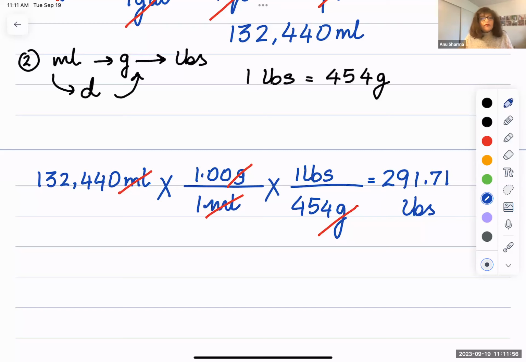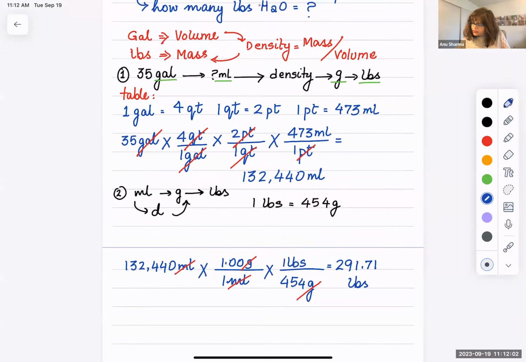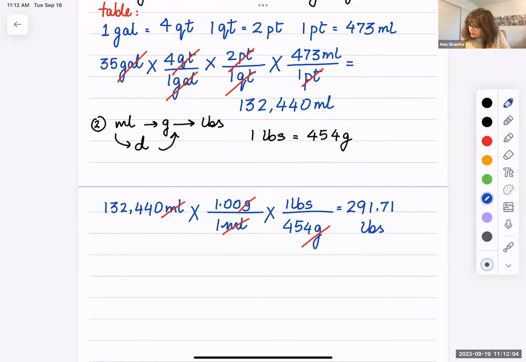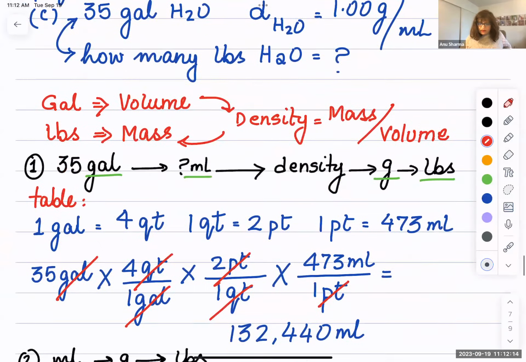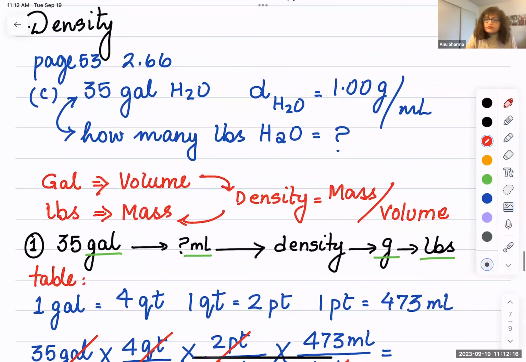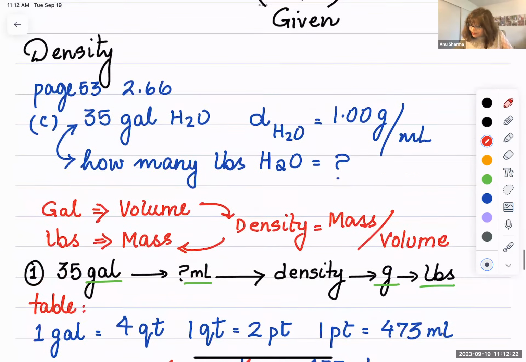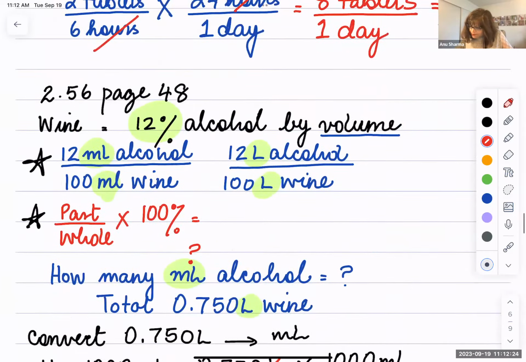So that's the way you will do it. The rest of it is all practice, but that's the answer. So this finishes chapter 2. Now chapter 3, this is going to be a big review.